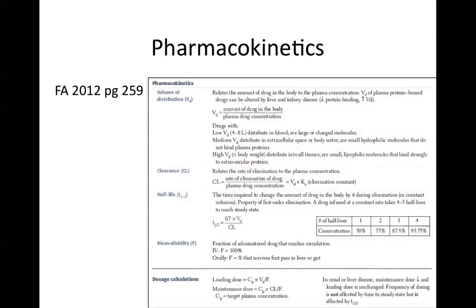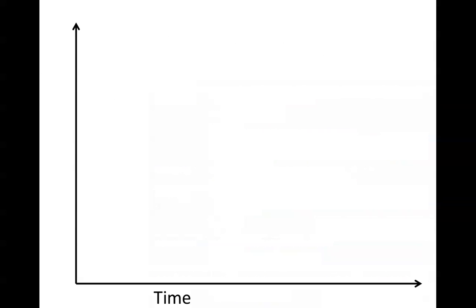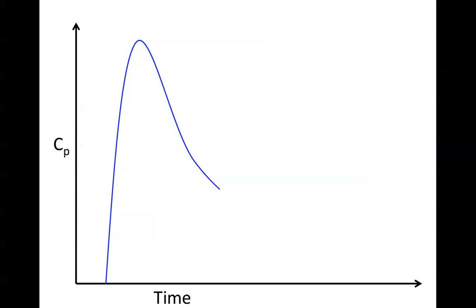Talking about pharmacokinetics, and this is on page 259 of First Aid 2012. And the page looks like this. So if we were to plot over time a plasma concentration of a drug, you would get a characteristic curve like this.